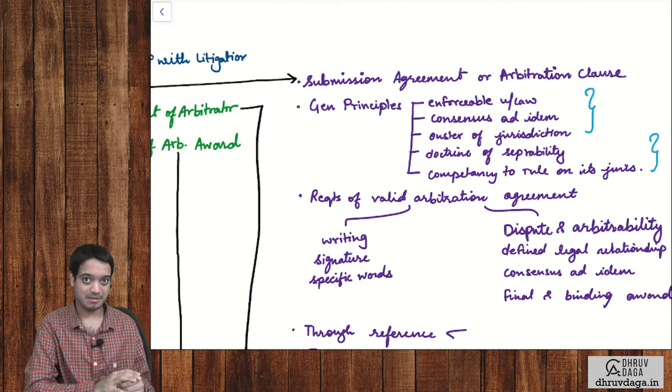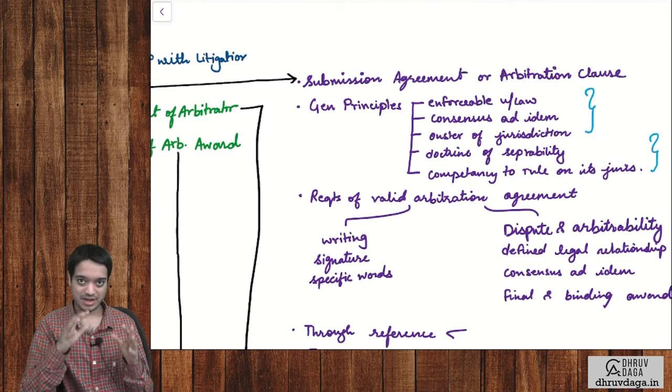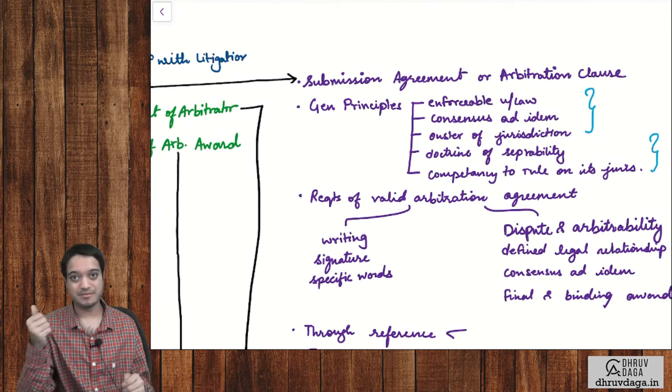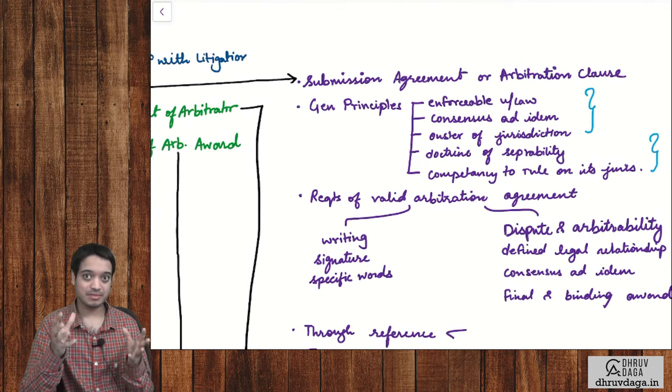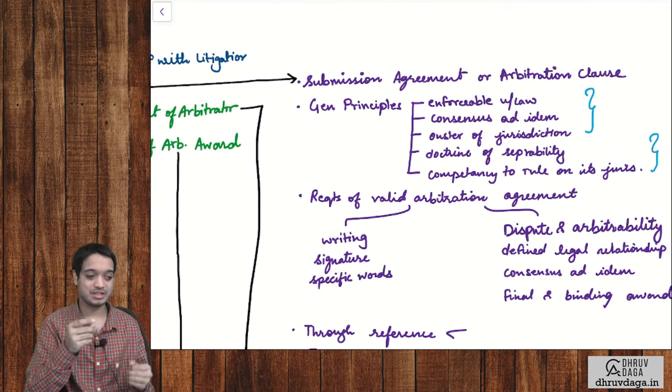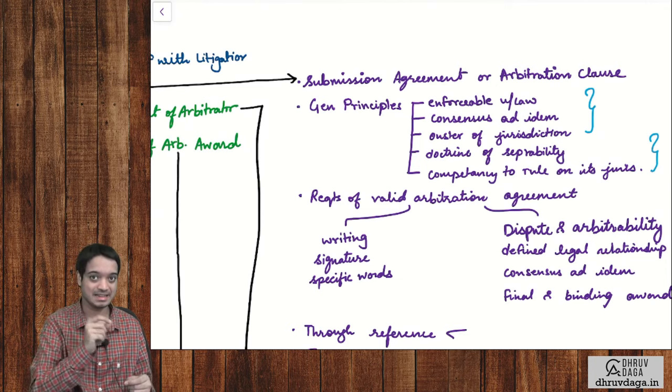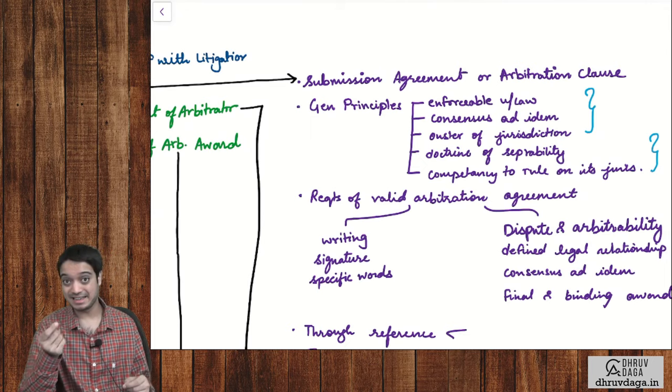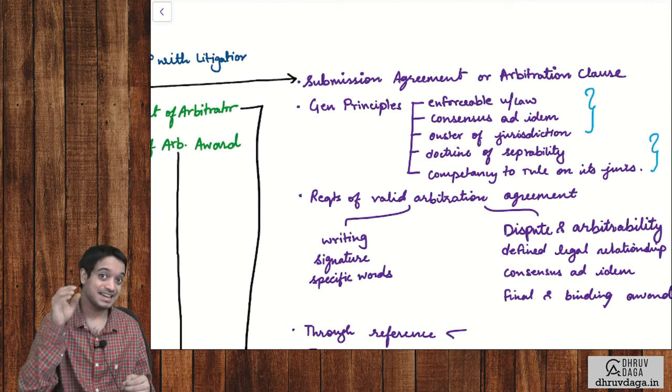If we talk about the general principles, there are 5 points in this. Number one, it should be enforceable by law. It's an agreement, so it should be enforceable by law. An agreement is a contract, so there should be consensus ad idem, that is, meeting of the minds, with an intelligent mind applied. What you are signing for, what you are agreeing to, the arbitration agreement needs to be in writing. What you are agreeing to needs to be understood by you, and you should apply an intelligent mind to it.